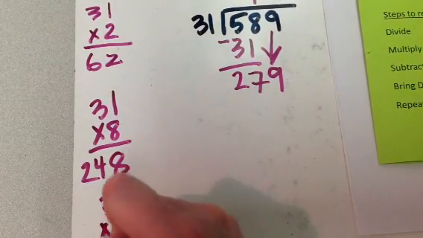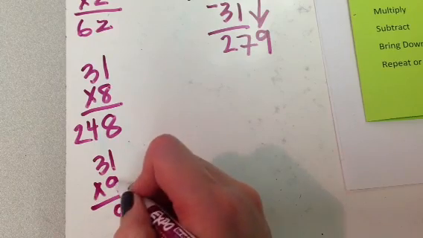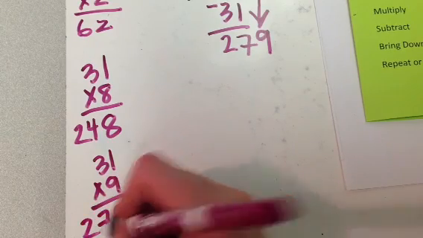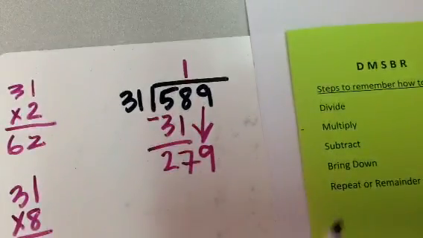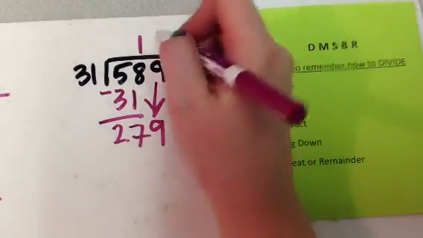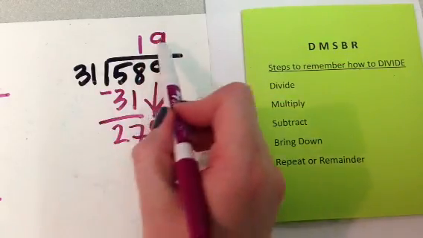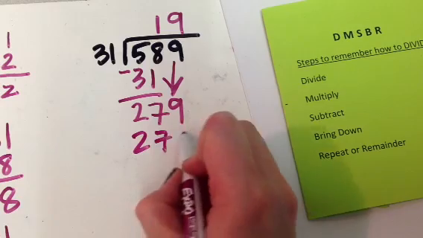You know, I bet I can get even closer. What's 31 times 9? 9 times 1 is 9. 9 times 3 is 27. Oh, look at that. It comes out evenly. So I've just found out that 31 can divide into 279 9 times. 31 times 9 is, what did we say? 279. I write that underneath.